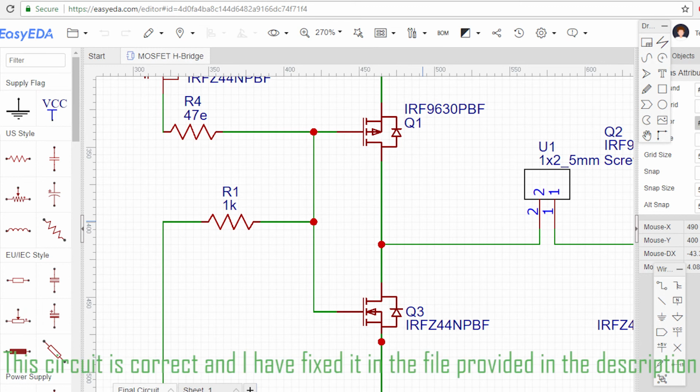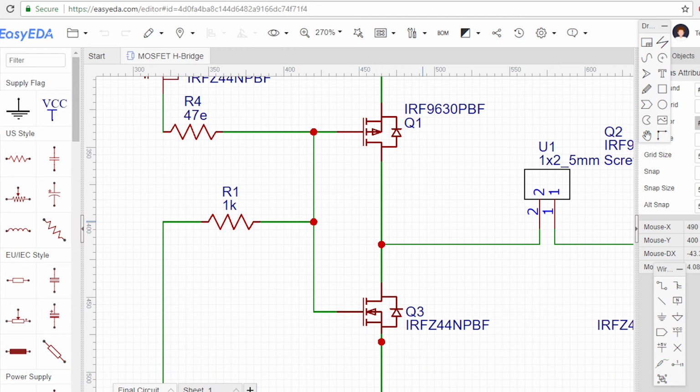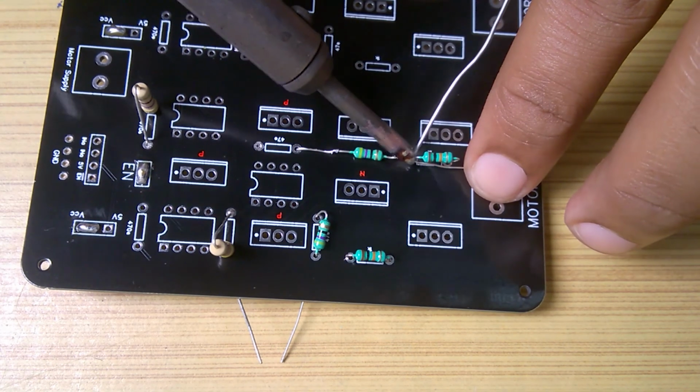Then I started soldering the other components. During designing, I made a little mistake. I connected the 47 ohms at the output of the driver to the ground, while it should be connected to the gate terminal. So I fixed it while soldering.